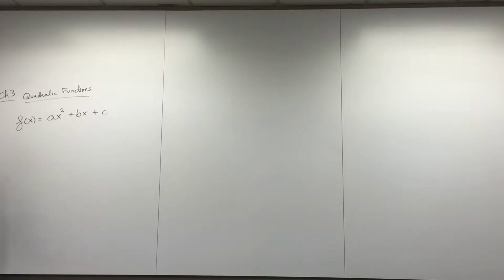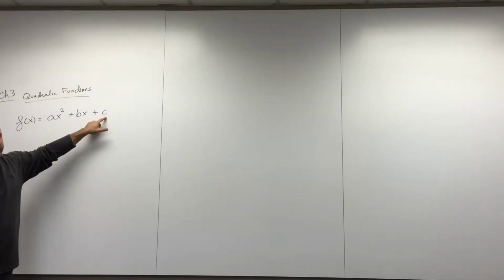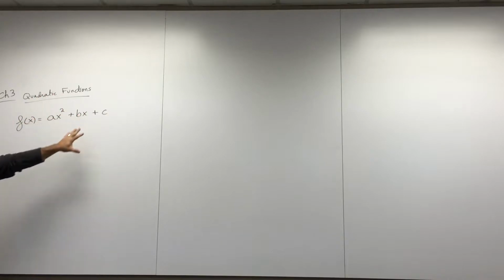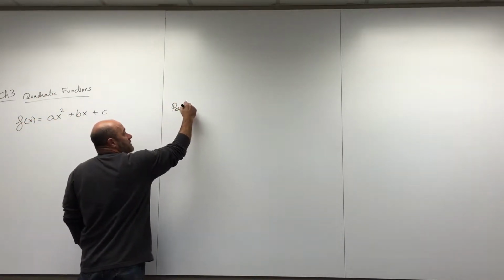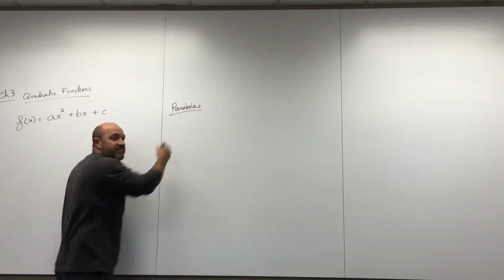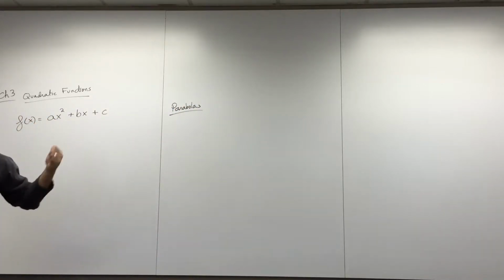Like the coefficient of the x squared term is a. The coefficient of the x term is b. They're called the coefficients in front of the variables. I guess there's a constant term here, c. But all these things are parabolas. We've discussed parabolas, but now we're going to discuss them in more detail. Chapter 3 is all about parabolas.